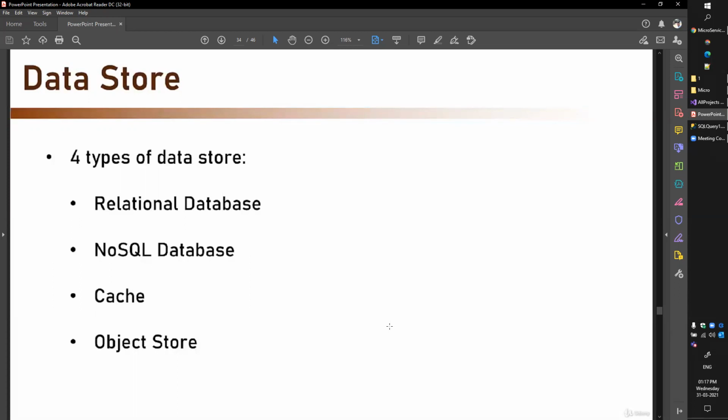When we talk about NoSQL databases, which are schemaless, usually we store the data in JSON format. There are many popular NoSQL databases like Amazon DynamoDB, Azure Cosmos DB, Couchbase, and MongoDB. These are popular NoSQL databases.